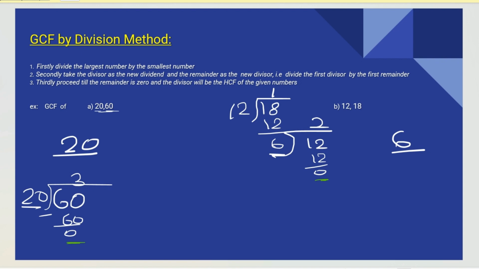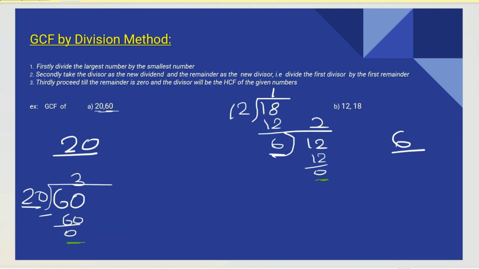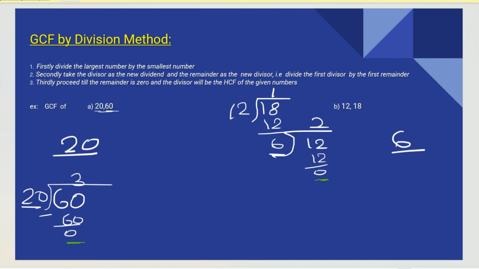And if you guys did notice, we just got the same question, right? So 20 and 60, the answer is 20. We got the same thing here. 12 and 18, 12 and 18, we got 6. Same thing. So again, this is proof that the division method and prime factorization method both do work.